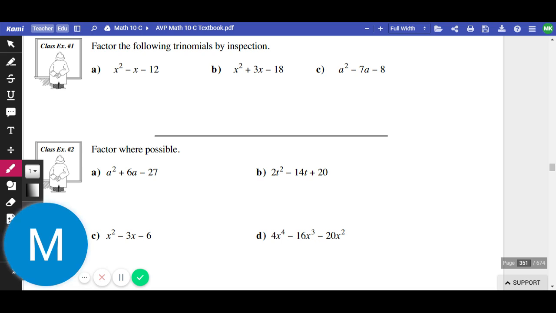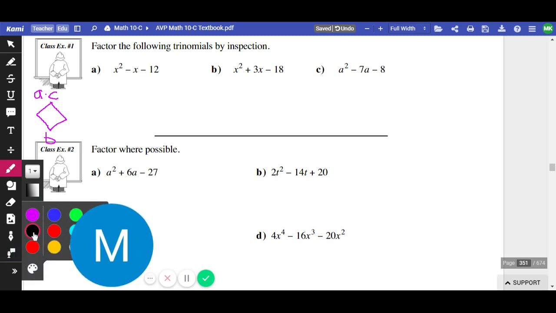Awesome. To do the diamond method, your diamond looks somewhat like this. The top is A times C. The bottom is B. So for our diamond, the very top of it would be 1 times negative 12 to be negative 12. The bottom of the diamond would be your B value, which is an invisible negative 1.